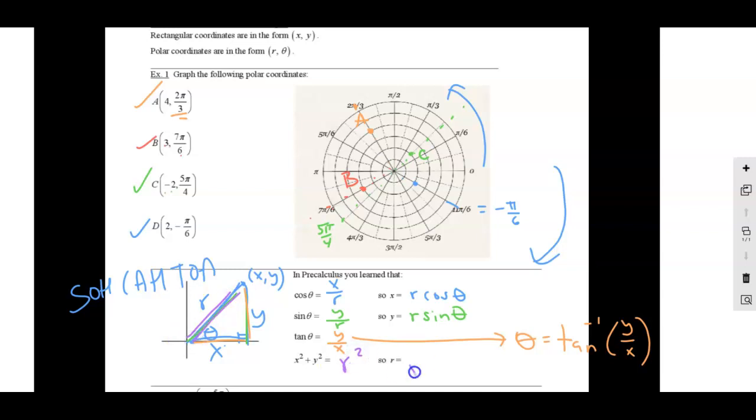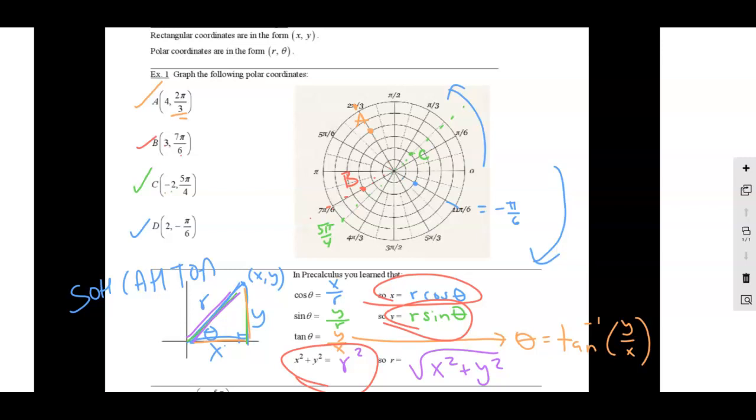Therefore, r is the square root of x squared plus y squared. Could be plus or minus, but usually we just use the positive root. But the important things to remember from polar: x is r cosine theta, y is r sine theta, x squared plus y squared equals r squared. Those are the big things that hopefully you should remember.